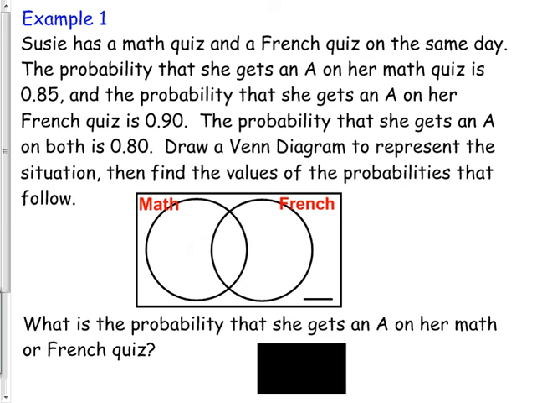The probability she gets an A on both is 0.80. Where's both? In the middle. And if that's 0.80, how can this total up to 85? If you put a 0.05 here. Do you get that? This brings up a really important point. When you're making a Venn diagram, start in the middle and then go to the outsides.